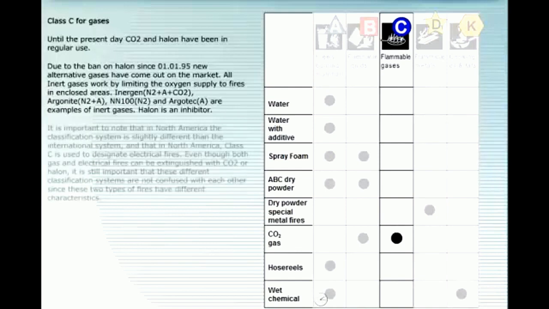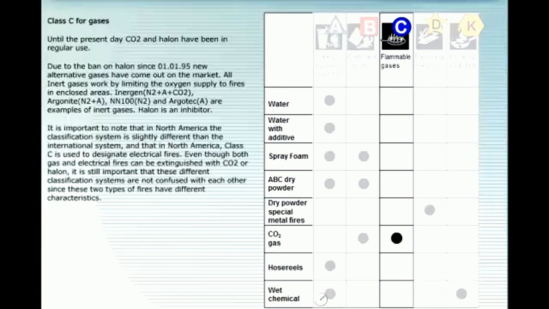It is important to note that in North America the classification system is slightly different than the international system, and that in North America Class C is used to designate electrical fires. Even though both gas and electrical fires can be extinguished with CO2 or halon, it is still important that these different classification systems are not confused with each other, since these two types of fires have different characteristics.